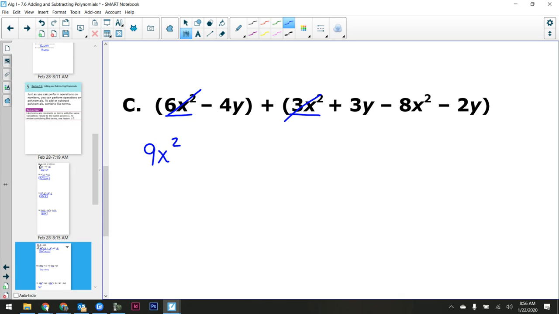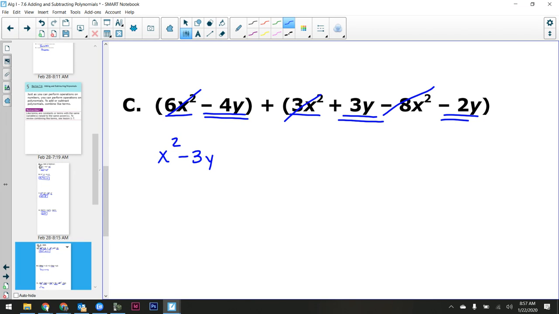Those go away. I would encourage you to cross out every time that you bring down a set of terms, cross out the ones that you used, just so that they're all there. Oh, I forgot a minus 8x squared. See, if I would have correctly crossed them out, I would have seen that I had another x squared. And then the rest of them are just y's, aren't they? I've got a negative 4y, a 3y, and a negative 2y. So what do I get when I combine all those? Negative 4 plus 3 is negative 1, and then minus 2 more is a negative 3y.